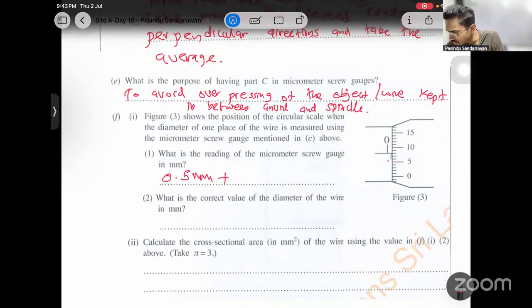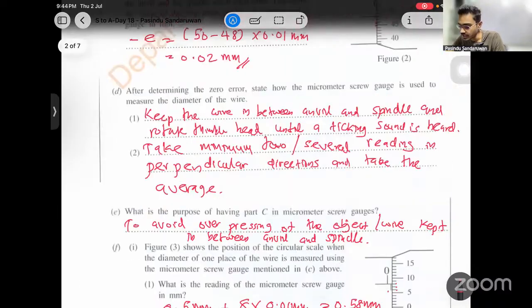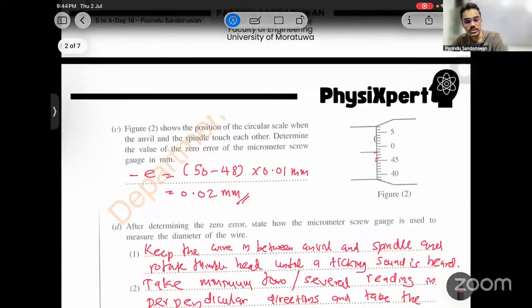From the vernier scale, right? 5, 6, 7, 8. Then 8 coincided divisions, 8 into, please count 0.01. Right? Then 0.58, no? 0.58 millimeters. What is the correct value of the diameter of the wire in millimeters? Correct value. Right? We had a negative error of 0.02, no?